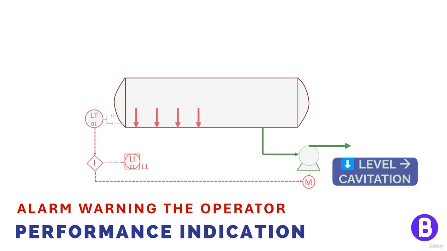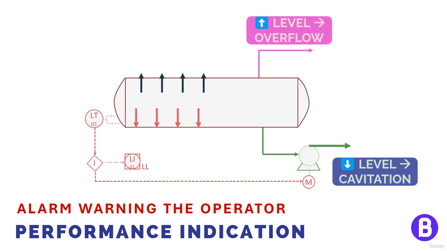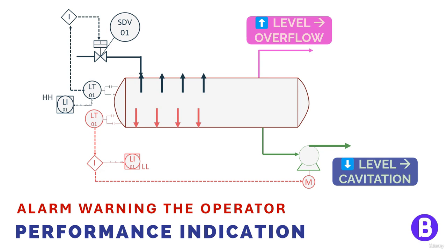What if there is too much flow entering the vessel and the level keeps on building up? This may lead to overflow in the vessel. That's why we shall need to stop the inlet flow in case the level reaches high liquid level.